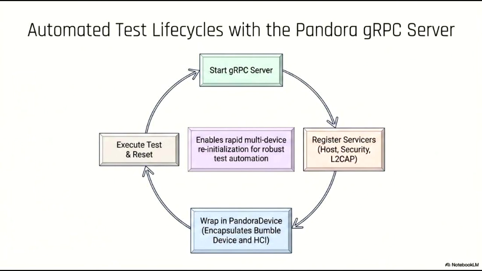The next stage involves wrapping these components in a Pandora device, which effectively encapsulates the Bumble device and the HCI, providing a clean and consistent abstraction for interaction. Finally, the test is executed, followed by a system reset to prepare the environment for subsequent iterations. This entire workflow is centered on enabling rapid multi-device reinitialization, which is critical for achieving robust and efficient test automation.